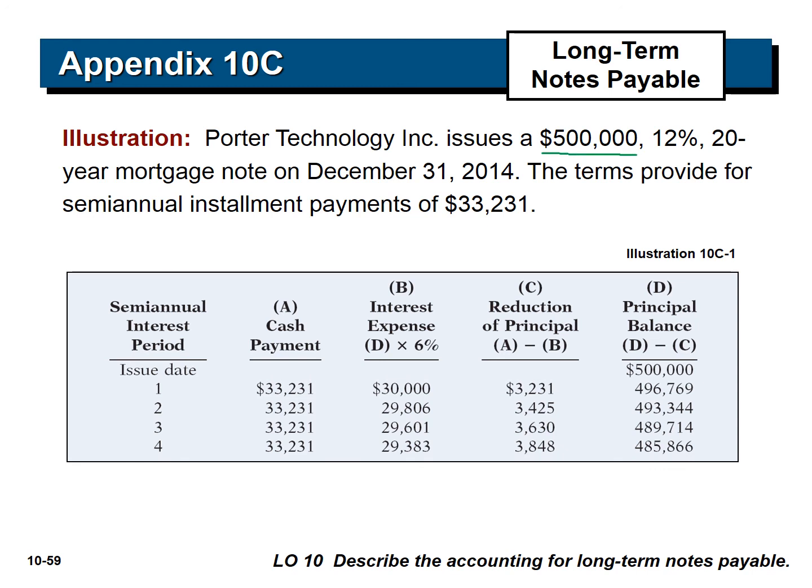If we issue a $5,000, 12%, 20-year mortgage, and the payments are $33,231, they're giving you this amortization table, just like the previous one, with the difference that the cash payment is given. Then you compute the interest expense. Remember, we did that before, which is column D times your 6%. Now why 6%? Because it's semi-annual installments, and your interest rate is 12%. So if it's semi-annual, 12 divided by 2 is 6.